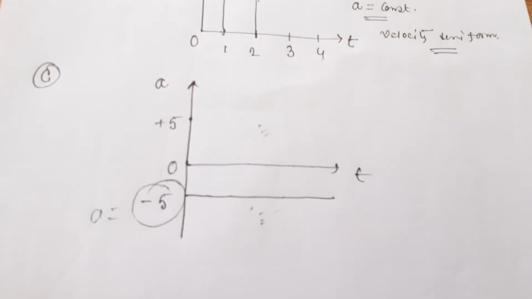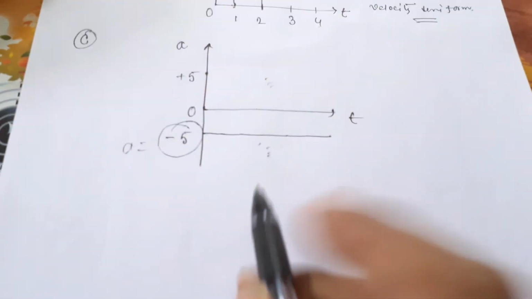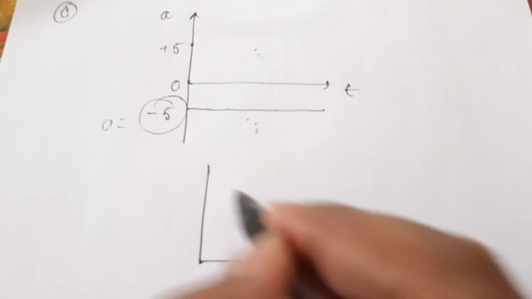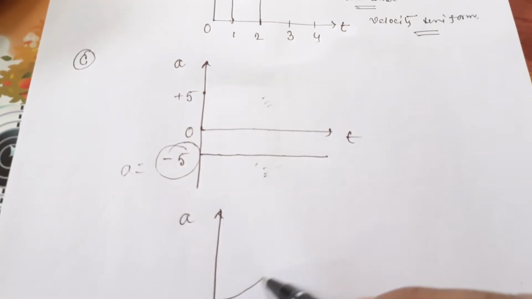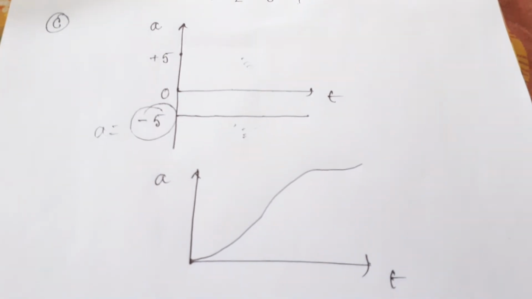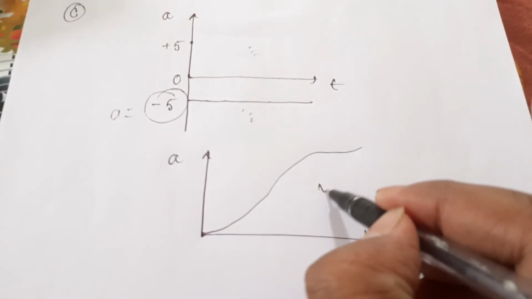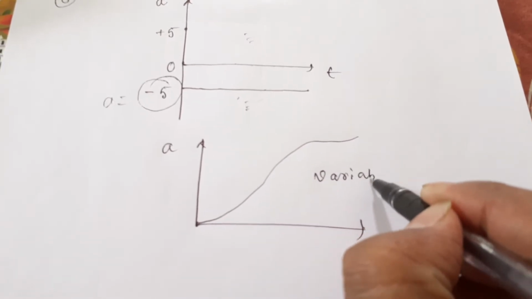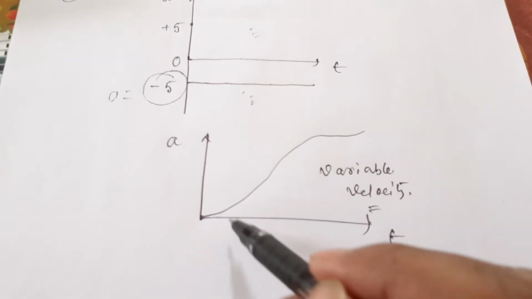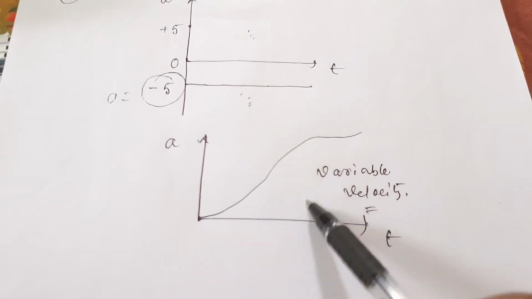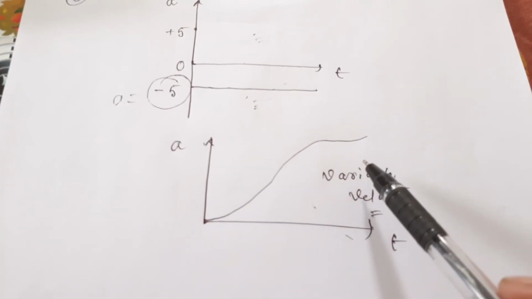The next one is a very important thing. Suppose you are getting a different type of curve in the acceleration time graph. Suppose you are getting this type of curve. Can you tell anything about this one? Yes, you can tell that there is a variable velocity. In this case the acceleration time graph will not be like this one, or not like parallel to the time axis.